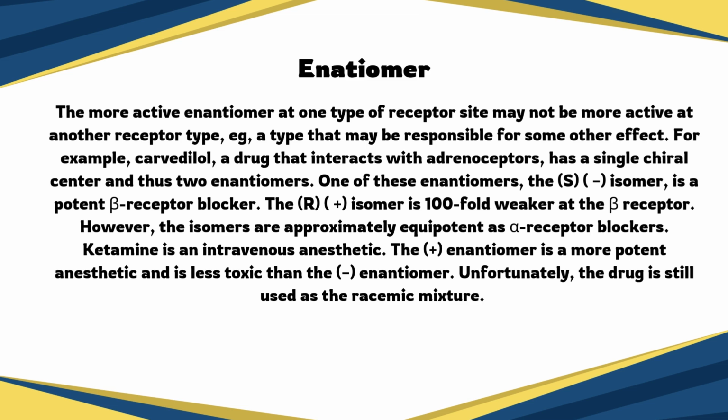The more active enantiomer at one type of receptor site may not be more active at another receptor type. For example, carvedilol, a drug that interacts with adrenoceptors, has a single chiral center and thus two enantiomers. One of these enantiomers, the S isomer, is a potent beta receptor blocker. The R isomer is 100-fold weaker at the beta receptors. However, the isomers are approximately equipotent as alpha receptor blockers.